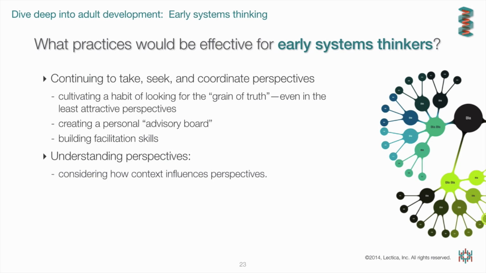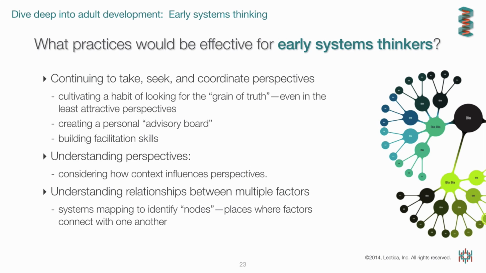Considering how context influences perspectives, including how the context either enables or limits perspective taking and seeking. Third, understanding relationships between multiple factors, such as systems mapping to identify nodes or places where many ideas or factors connect with one another.